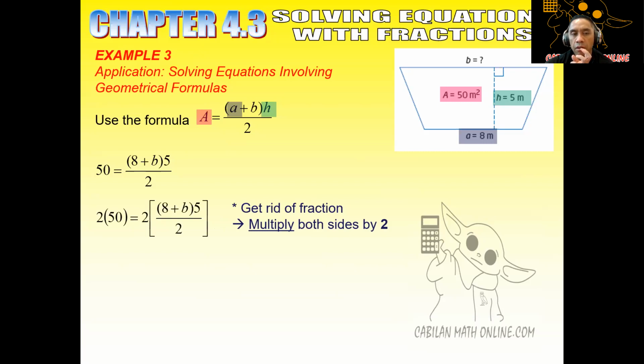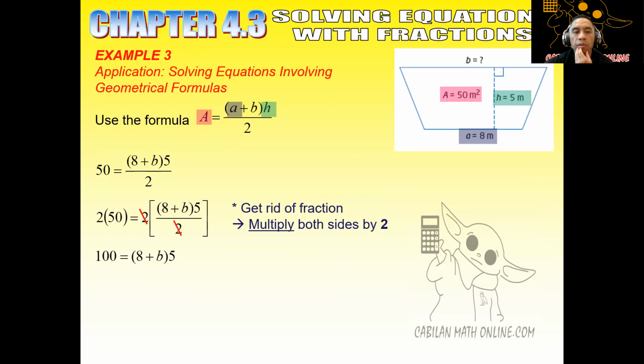Now, this next part over here is very important to understand, that when we multiply both sides by the denominator, the 2's on the right side cancel out. And don't forget, you're multiplying the 50 by 2 as well. So on the left side, 2 times 50 is 100. But on the right side, notice the 2's cancel out. And what's left over there will be the 8 plus b in brackets and the 5 on the outside.